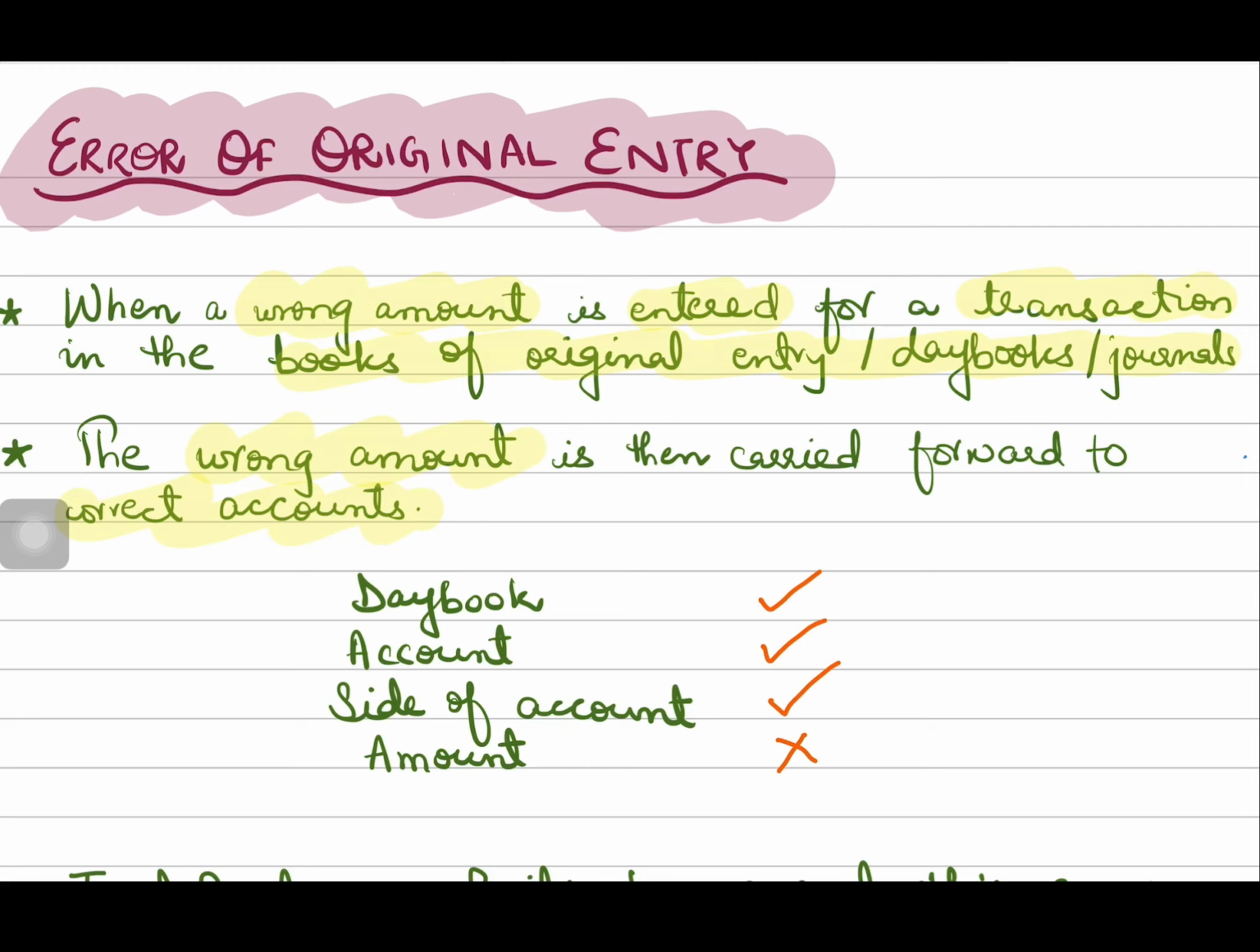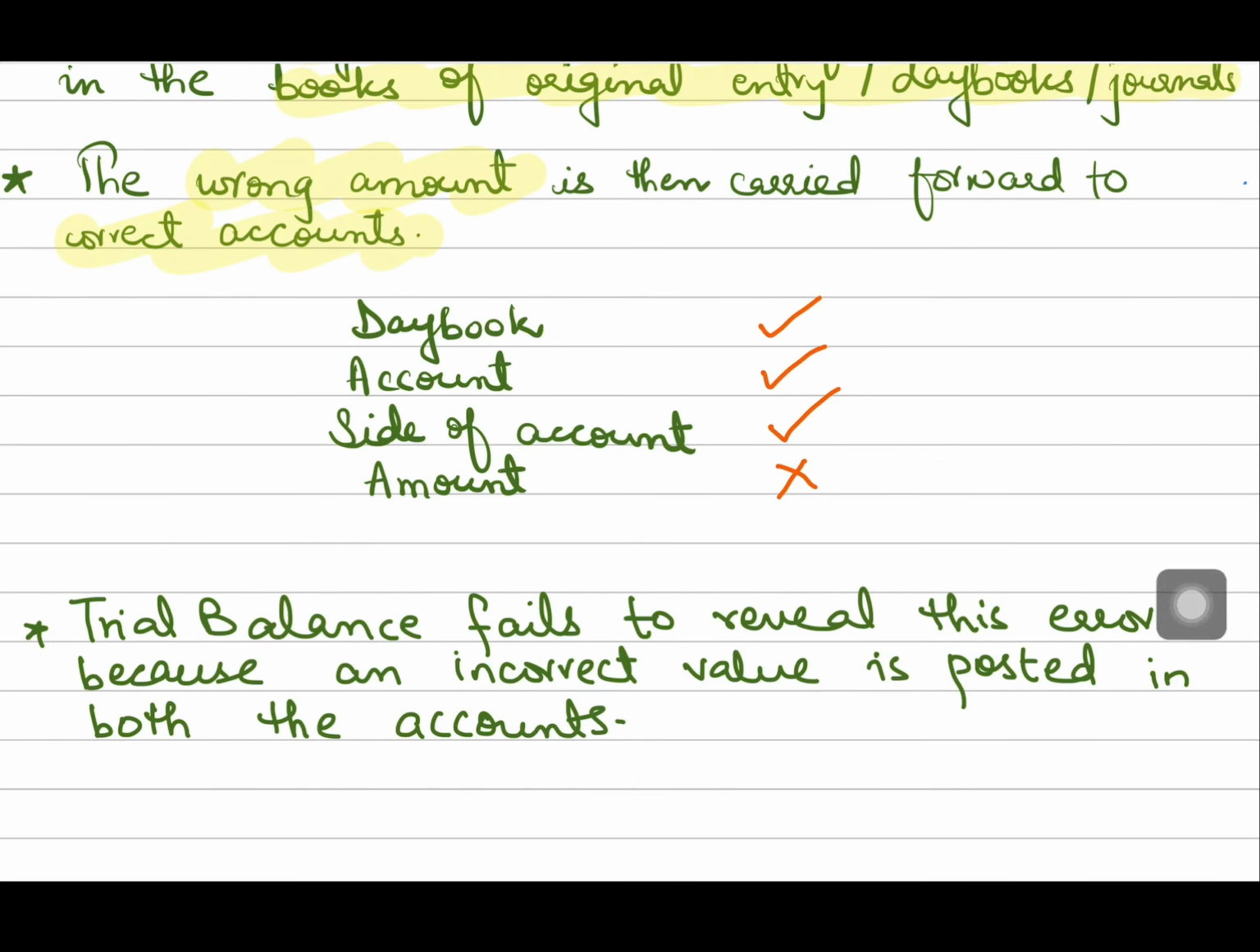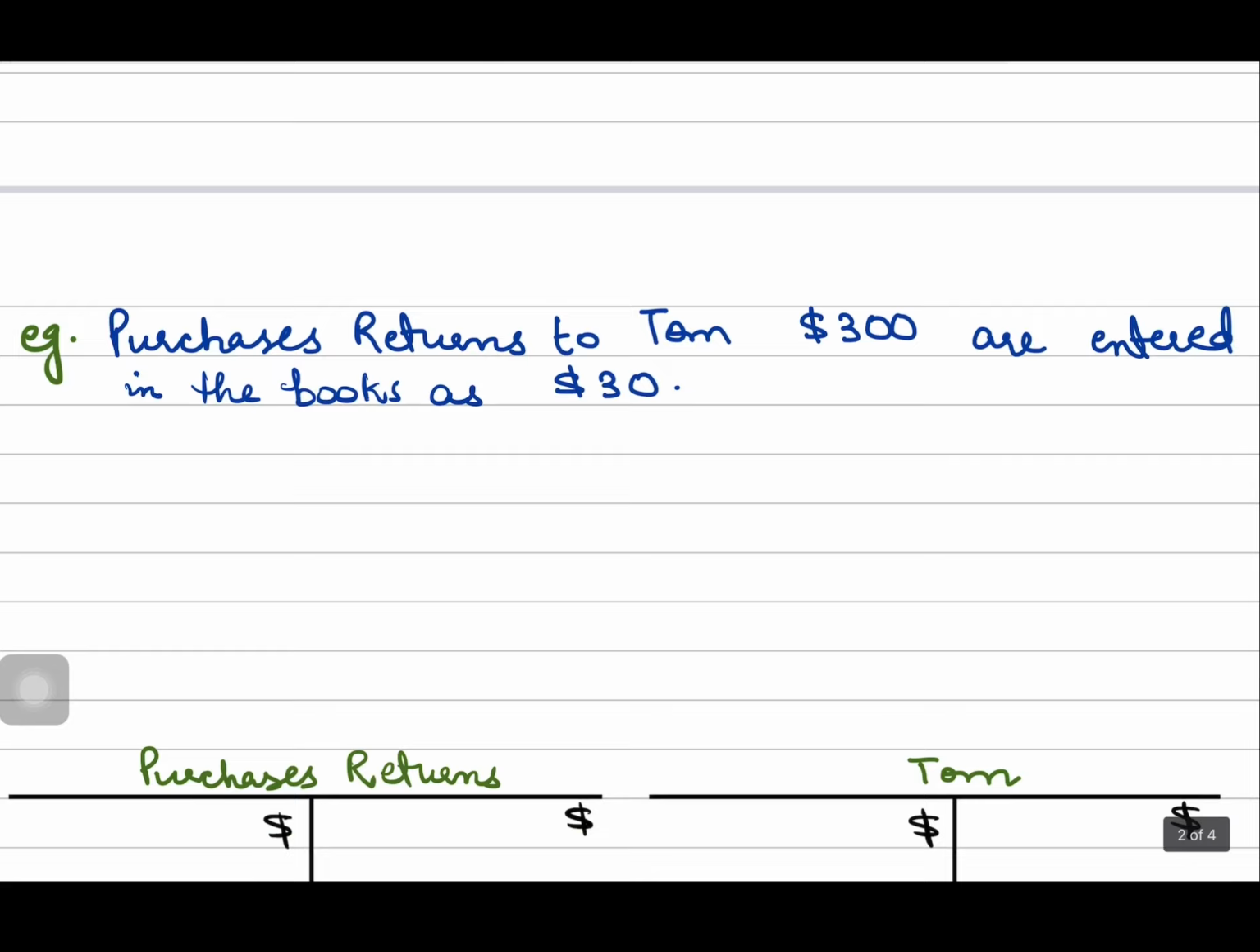So, a wrong amount is entered on the correct sides from the correct day book, and of course, the trial balance fails to reveal this error because an incorrect value is posted in both the accounts. So, the debit side of the double entry equals the credit side, and therefore, there is no effect on the double entry and on the trial balance. Now, let's understand this through some examples.